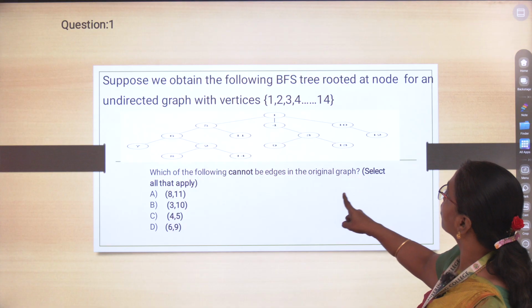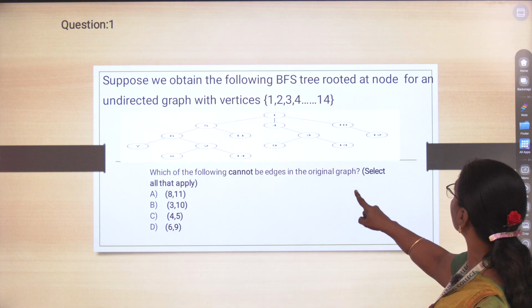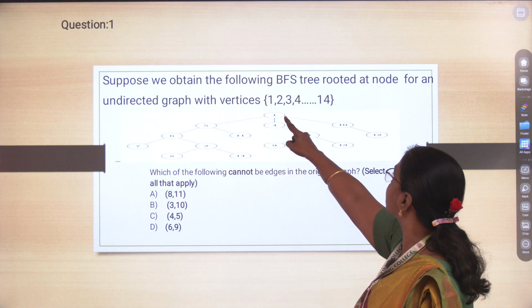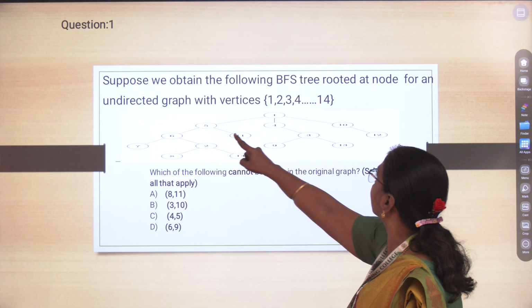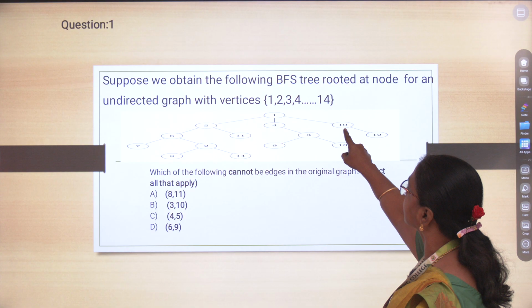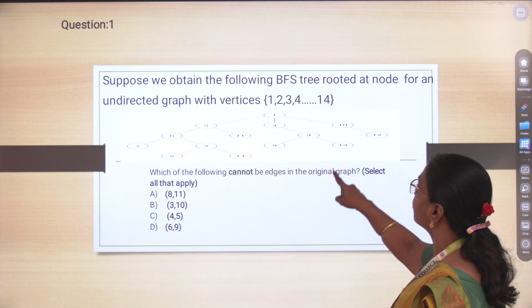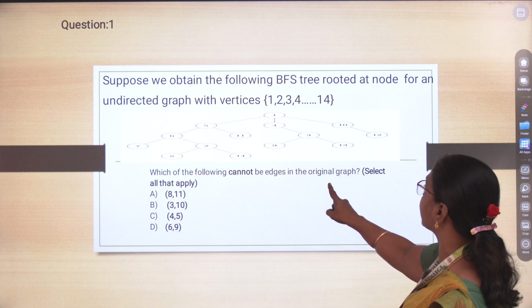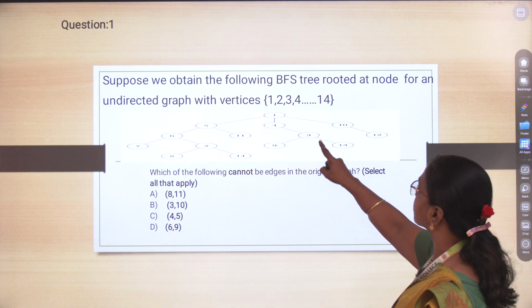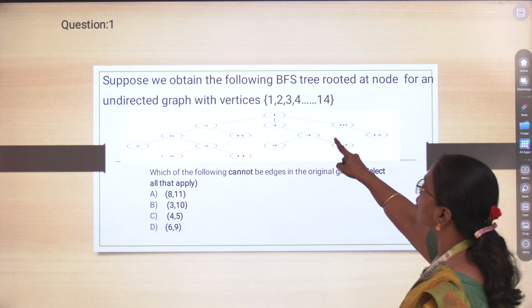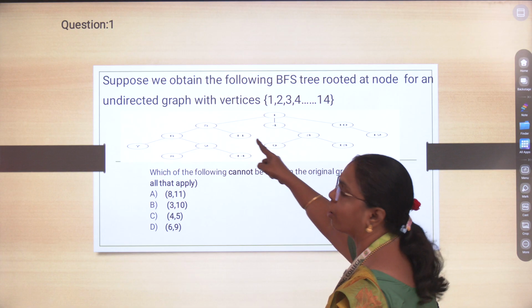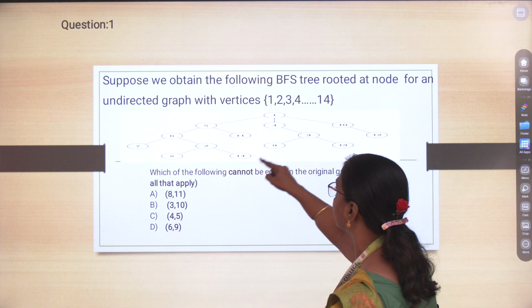Suppose we have to find the breadth first search of a rooted undirected graph. Here a set of nodes has been connected from level 0, level 1, level 2, level 3, level 4. Based on the levels of the vertices in the undirected graph, we have to find which option cannot be an edge in the original graph. We have to check the nodes from the root, from left or right, and place all the nodes in the graph.